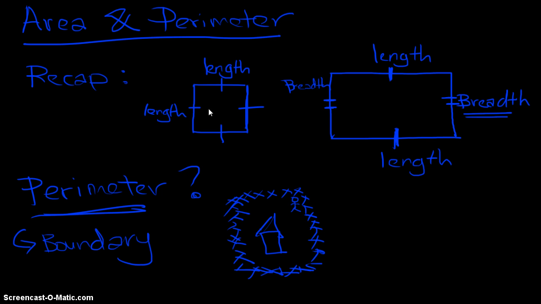As for the square, its perimeter is the actual line itself. Can you see that? The actual line itself is the perimeter. And for the rectangle, the actual line here, the length and the breadth, is the perimeter. For the square, it's just four lengths that make the perimeter. For the rectangle, it's the two lengths and the two breadths that make the perimeter.